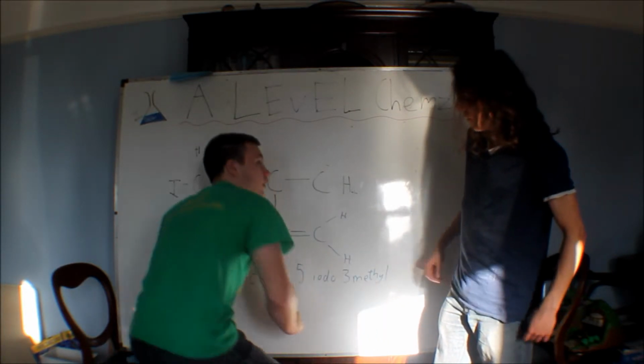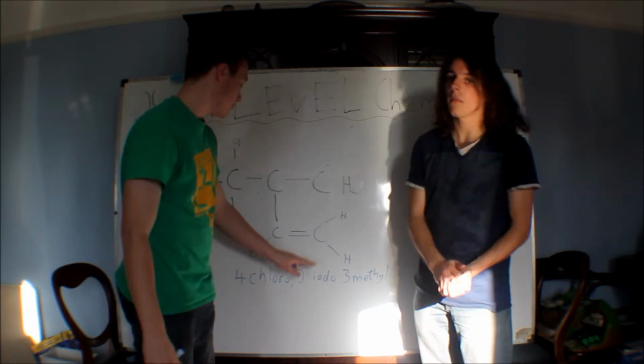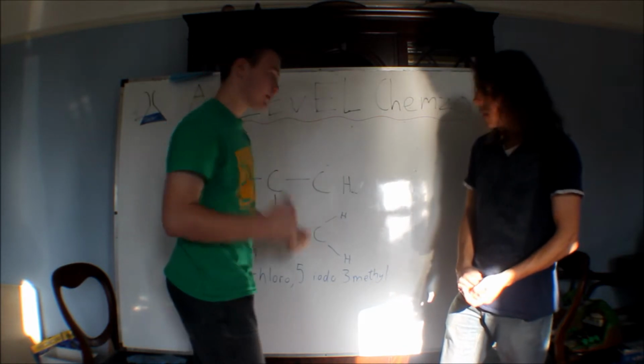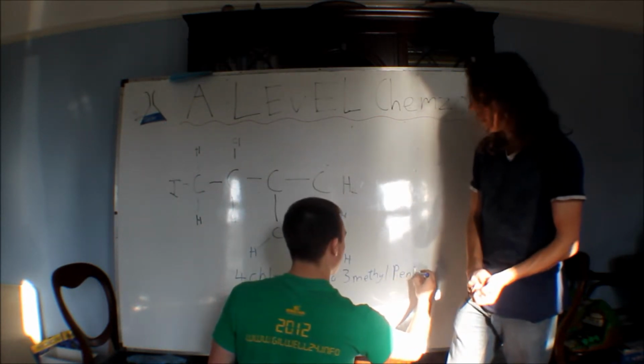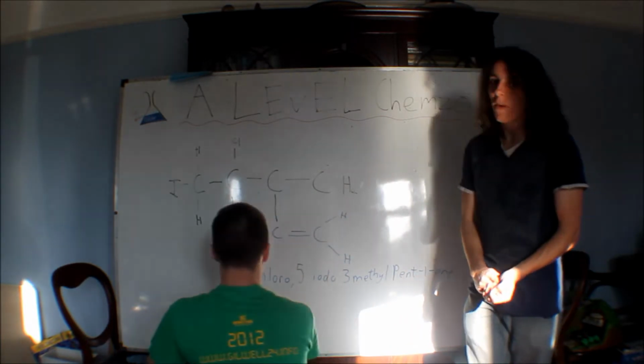Now we know it's an ene because it's unsaturated. We've got to know how many carbons there are: 1, 2, 3, 4, 5. We said that earlier, there is 5. That makes it pent. And then where is the double bond? It's on carbon 1. So pent-1-ene. That's quite a long name.